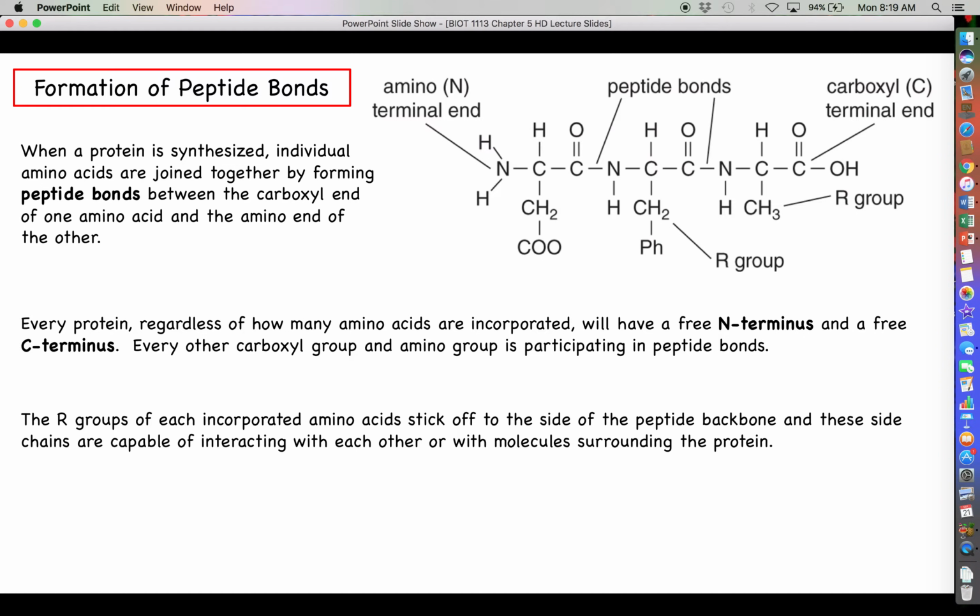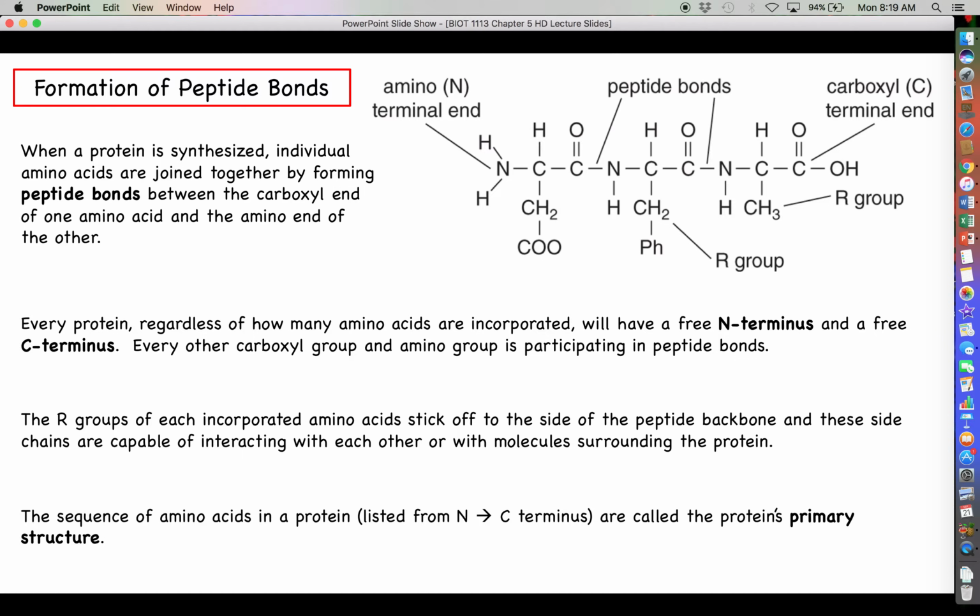Meanwhile, the R groups of each incorporated amino acid will just hang off to the side. In this particular case, you can see an R group here, an R group here, and then an R group here. They're just hanging off to the side, meaning that what isn't an R group, what actually makes up the backbone of the protein, can twist and turn and fold around to try to get those R groups into a configuration that they are satisfied with. And that's what the whole protein folding issue is all about.